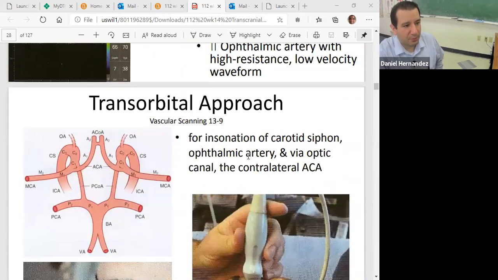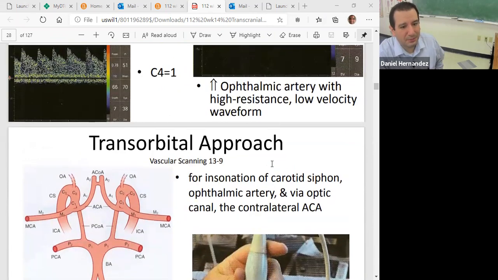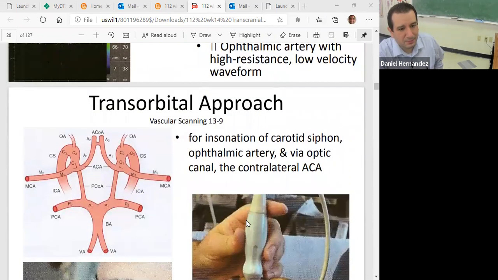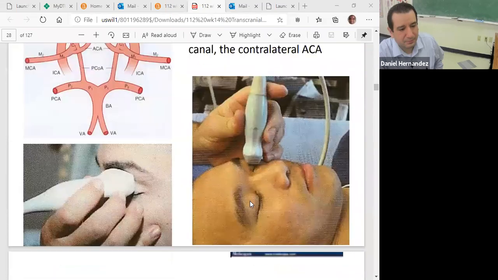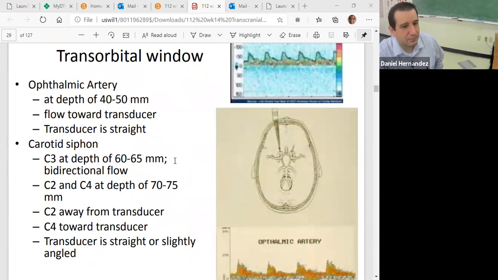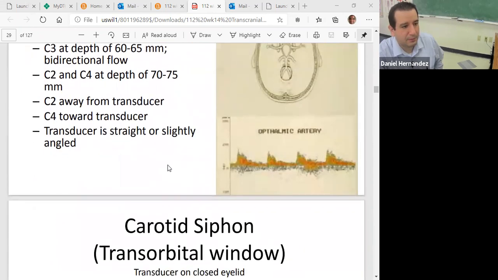With our transorbital approach, we image the ophthalmic artery with blood flow coming towards you, as well as you can visualize the anterior cerebral arteries. And you can also image the carotid siphon as well.